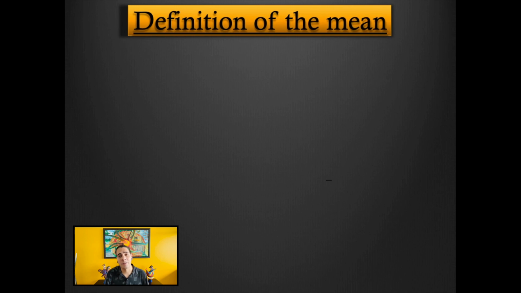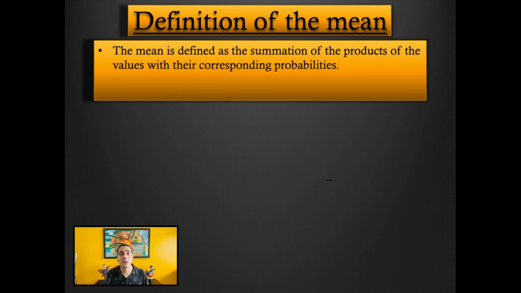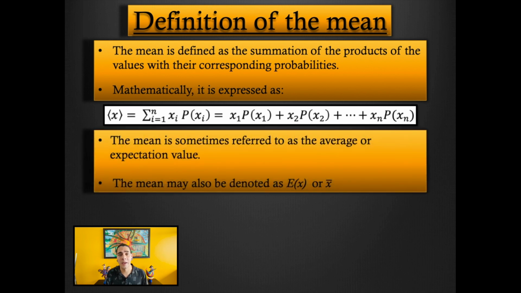So next I wanted to describe to you guys what the mean is. It's defined as the summation of the products of all the possible values with their corresponding probabilities. Mathematically, this is expressed as a summation over all the ith indices of x sub i times p of x sub i, which is equal to x sub 1 times p of x sub 1 plus x sub 2 times p of x sub 2, all the way up to x sub n times p of x sub n, where n is the total number of values that x is allowed to equal. The mean is sometimes referred to as the average value or expectation value.